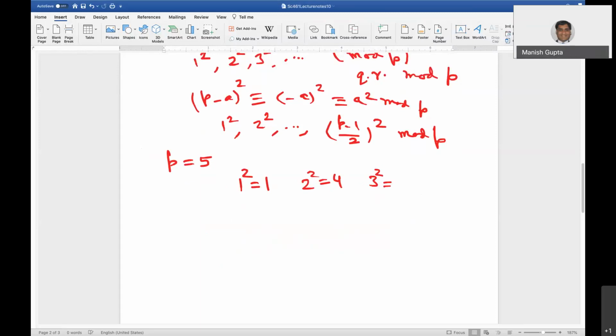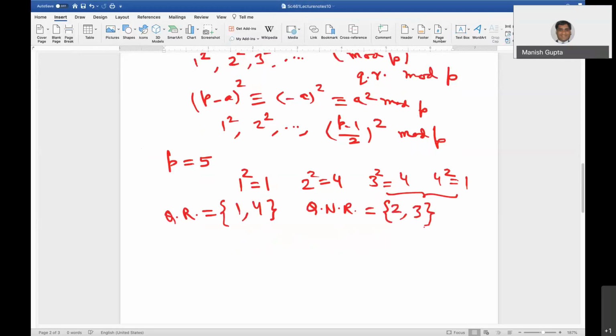3 square is 9. Modulo 5 is 4. And then 4 square is 16. Modulo 5 is 1. Right. So these are repetitions. So we have to go only half of them. So that means the quadratic residue set is 1 and 4. And the quadratic non-residue set is 2 and 3. They are quadratic non-residues. Okay.